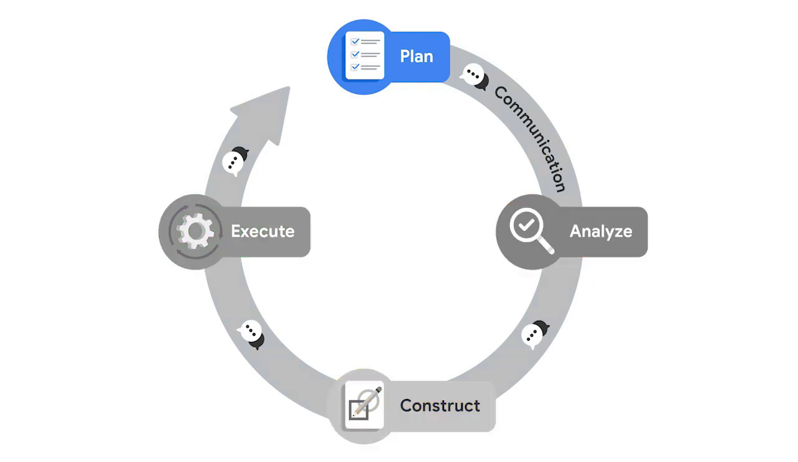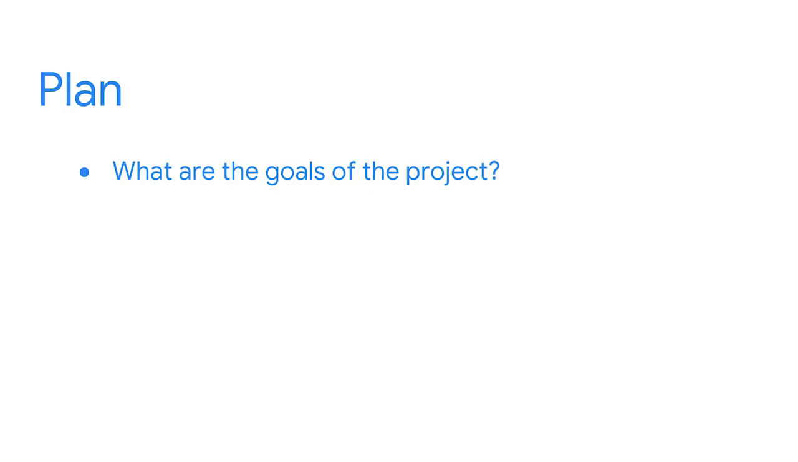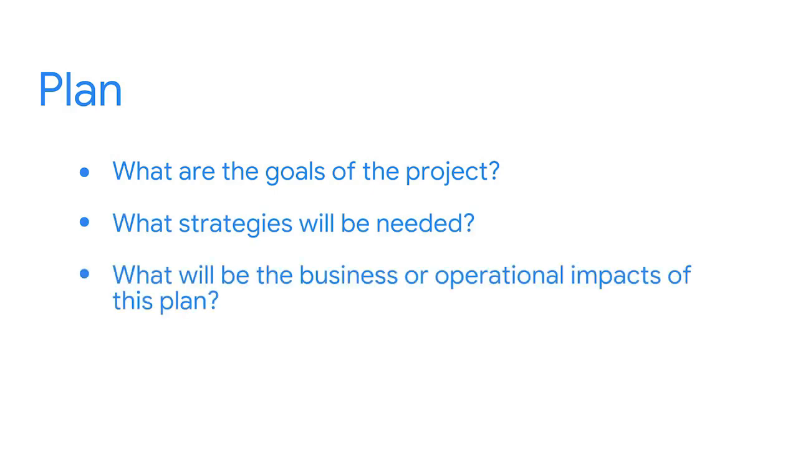In the plan stage, you'll define the scope of your project. You'll begin by identifying the informational needs of your organization. This is where you'll want to ask yourself questions like the following. What are the goals of the project? What strategies will be needed? What will be the business or operational impacts of this plan? Taking inventory of the project and the tasks required will help you get a better understanding of the context of your work and prepare for success.